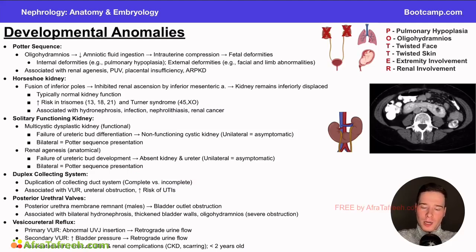So the first one we're going to talk about here is Potter sequence. Potter sequence is a pathology that has to do with oligohydramnios. So let's unpack that word really quick. The root word oligo means low, and hydramnios refers to amniotic fluid. So altogether we have low amniotic fluid in the placenta.